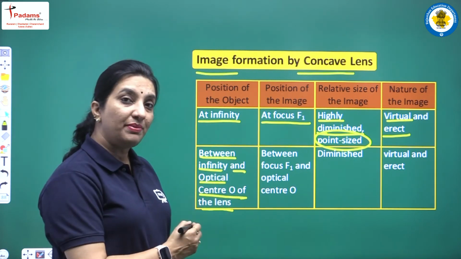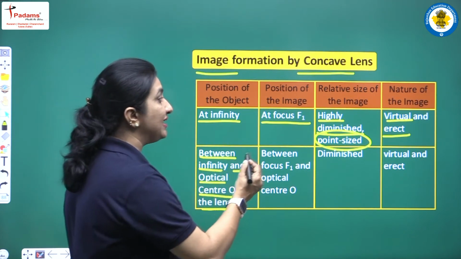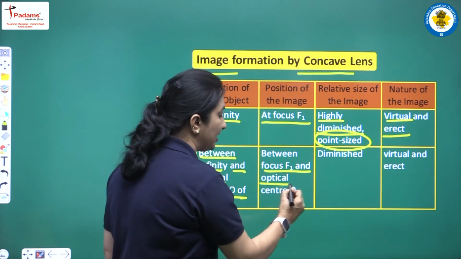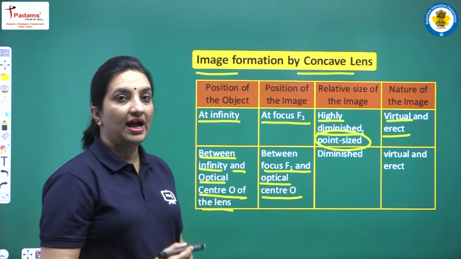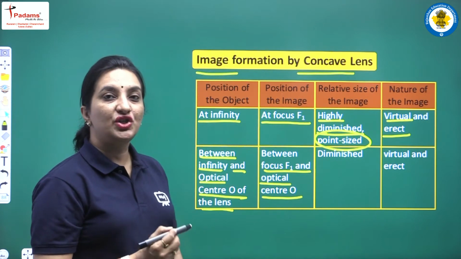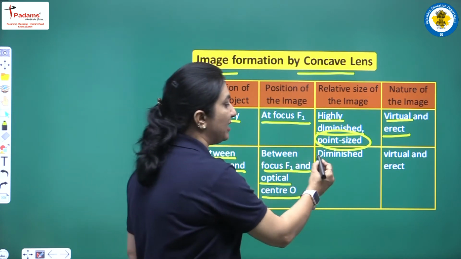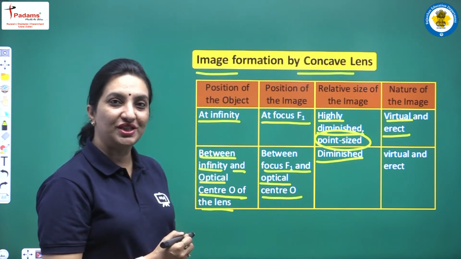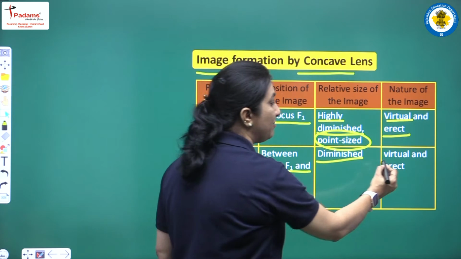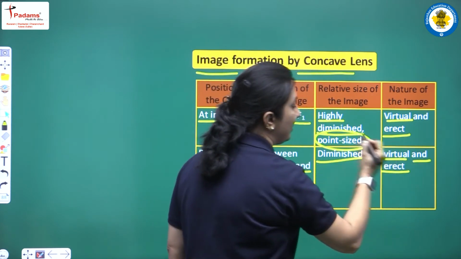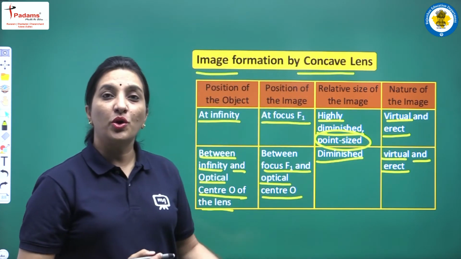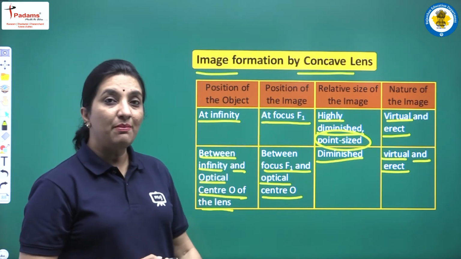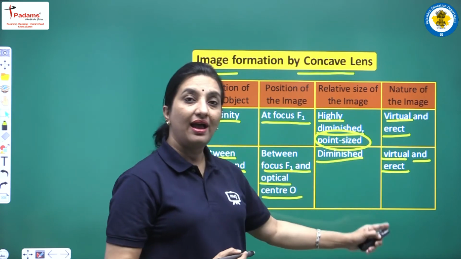Then the second position, which can be any position between infinity and the optical center of the lens. Whatever be the position of the object, what we find is that the position of the image is always between F1 and the optical center O, and the image is always smaller, that is, the size of the image is diminished as compared to the size of the object. And here also the nature of the image is always virtual and erect. So what we see here, students, is that in the case of concave lenses, the image is always virtual and erect.